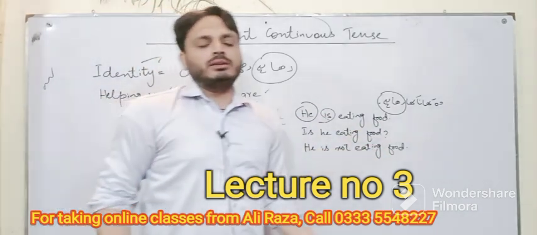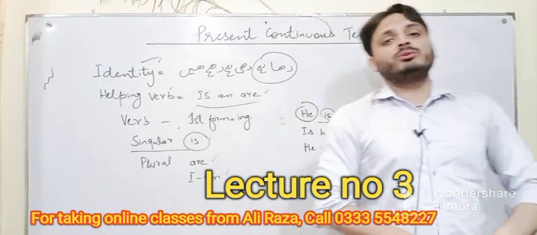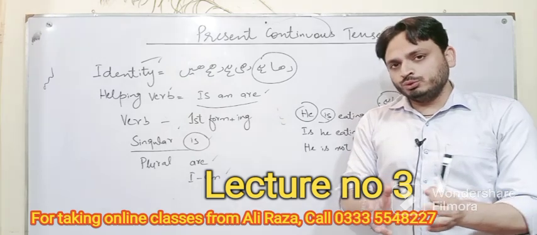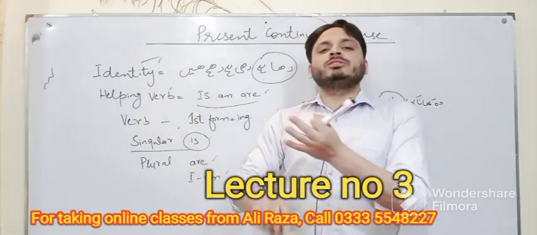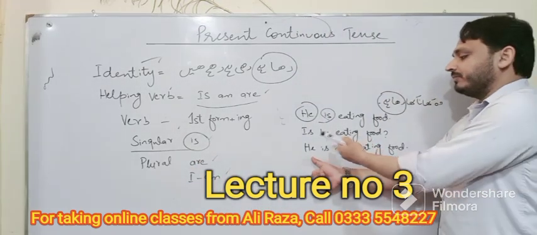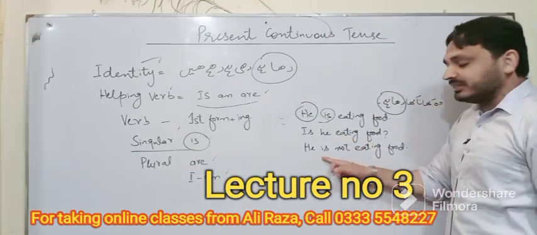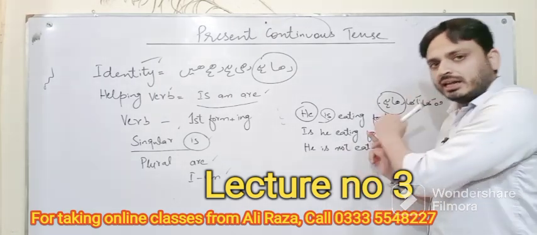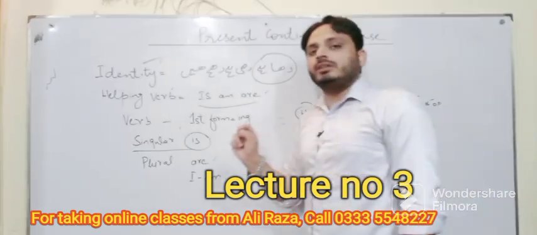And for negative, it is again a universal rule that for making negative you have to use not with the helping verb: is not, am not, are not, do not, does not, and so on. So here we have he is not eating food, because is is our helping verb, so we will add not with that helping verb and it will become he is not eating food.